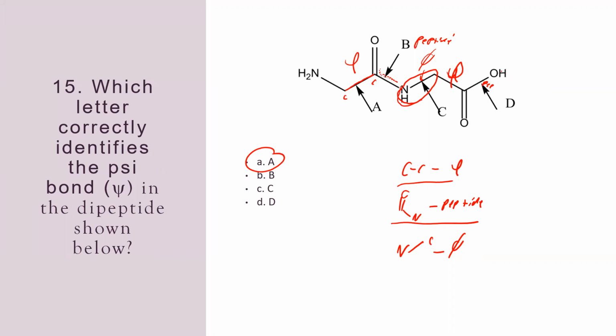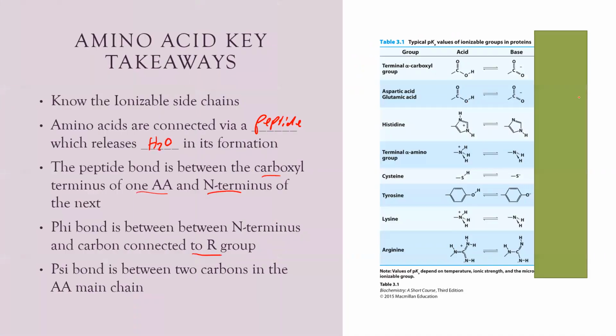If this kept going, we would have another phi bond, another psi bond, and another peptide bond, and then another phi, and it just keeps repeating, right? So if you can't remember which one's which, just memorize the ones that you can and then go by process of elimination. Is that helpful? Yeah. Let me know if I'm being redundant. Okay.